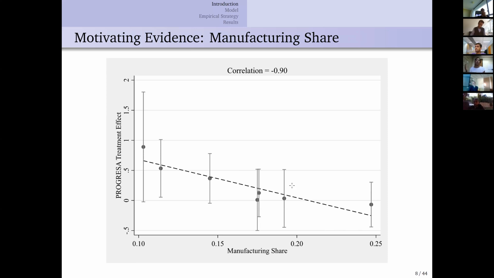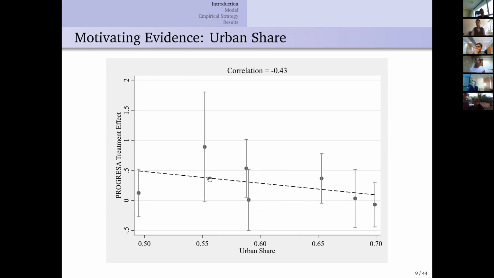But granted, this is 7 data points. I can't do much with 7 data points. Manufacturing shares are probably correlated with lots of other things. Although, at a first pass, if you look at other things that you think might be driving this instead of manufacturing shares, this does seem to be the one with the strongest relationship. So you might look at urban shares. There is a relationship, somewhat weaker, a little bit noisier.